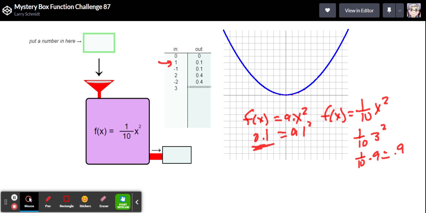Well, how did that go for you? Did you see this was a parabola? And if so, were you able to find that multiplier?